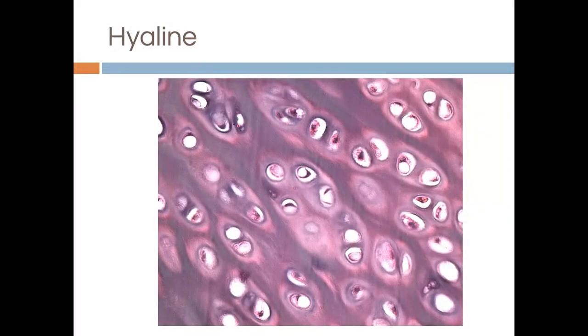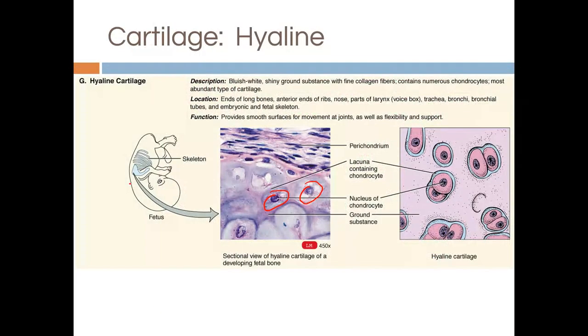Oh, by the way, remember how we said the fetal skeleton was originally made out of hyaline? So as your bones grow, they actually grow inside of this hyaline cartilage. And that's why the ends of all your bones are covered in hyaline. So once upon a time, your bones looked like this, and they were just all cartilage.